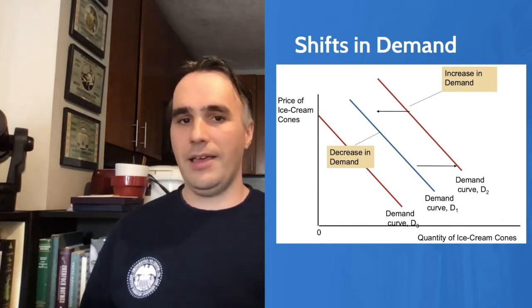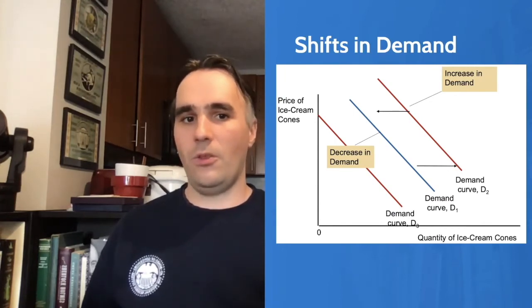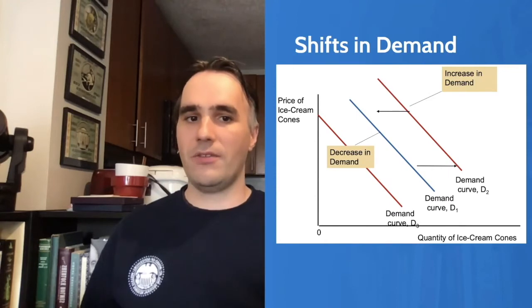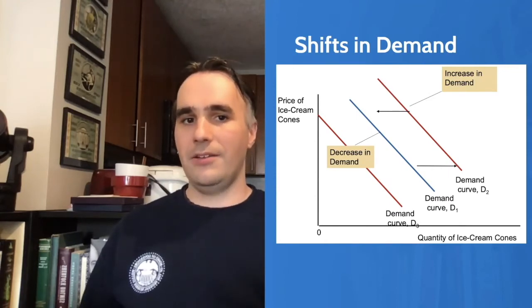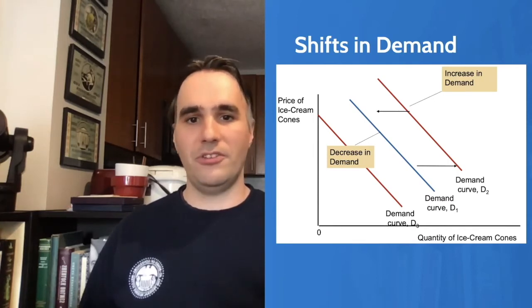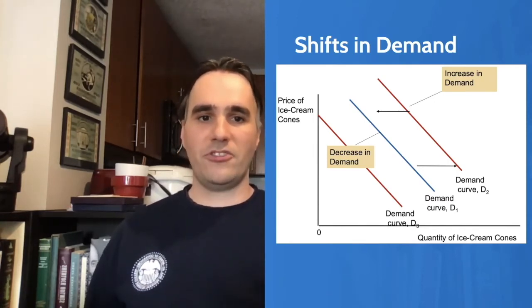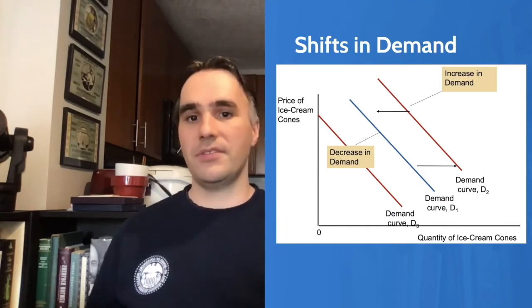In a similar way, let's say income decreased instead. Well, maybe our old demand curve was D1, maybe our new demand curve is D3. And well, if you have less income, you're going to have a decrease in demand for ice cream cones. You just have less money to spend on ice cream cones. And so our demand curve shifts from D1 to D3, or shifts to the left.